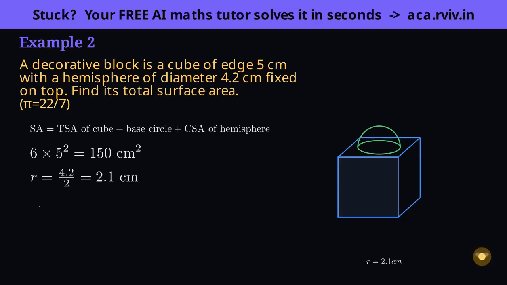Now the subtraction. Where the flat base of the hemisphere presses onto the cube, it seals off a circle of the top face. That circle can never be seen or painted, so we take away its area, pi r squared, from the cube's surface.